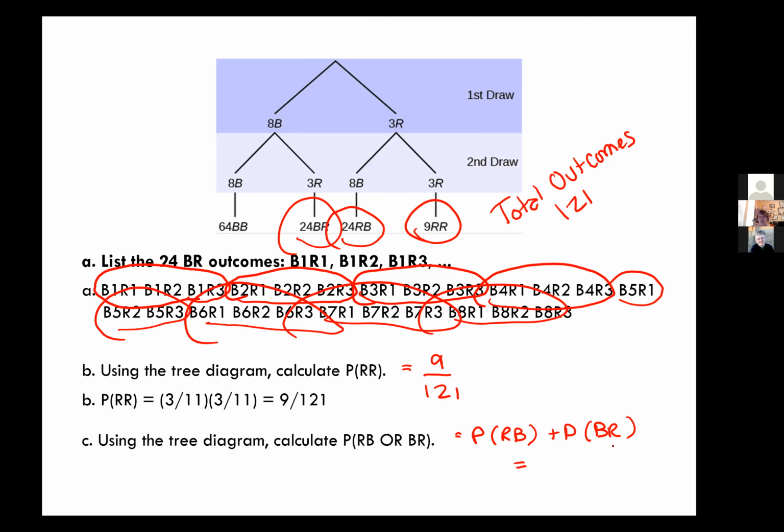Okay, the probability of getting a red, blue, there are 24 different outcomes out of the 121 that are red, blue. There are 24 possible outcomes in your sample space that are blue, red out of the 121. So that's 48 over 121.